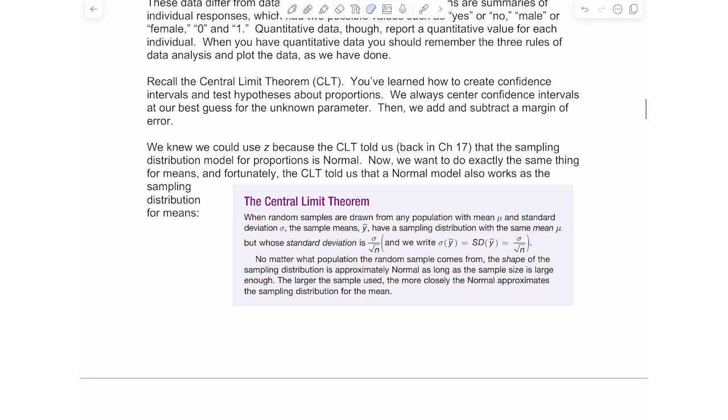in this chapter. Recall that the central limit theorem says that when random samples are drawn from any population with mean mu and standard deviation sigma, the sample means, y bar, have a sampling distribution with the same mean, mu, but remember the standard deviation is calculated using sigma divided by the square root of n. No matter what population the random sample comes from, the shape of the sampling distribution is approximately normal, as long as the sample size is large enough. Remember that the larger the sample used, the more closely the normal model approximates the sampling distribution for the mean, which is going to be important for us to be able to solve these problems.